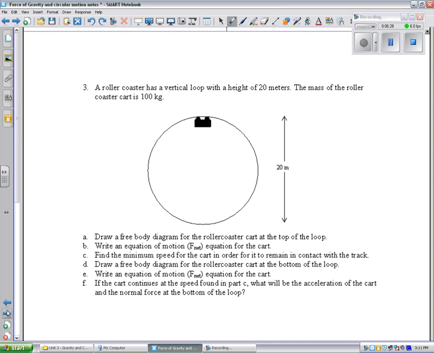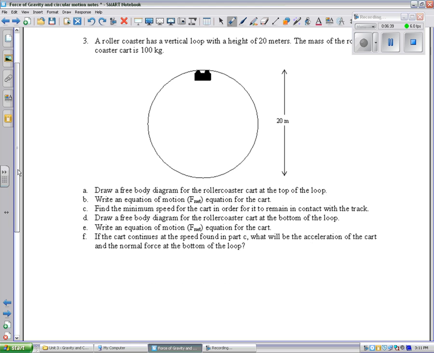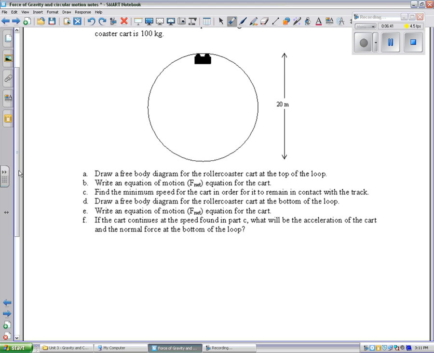One more example at the top of the next page. Now, we have a roller coaster with a vertical loop in it. It has a height of 20 meters. It gives you the mass of the roller coaster. And this is where we might have to draw a free body diagram, so we'll start with that. This is a little bit of a tricky free body diagram. I'll draw my little roller coaster car. One force that's on it is pretty obvious, the force of gravity. That's going to point down. So Fg.